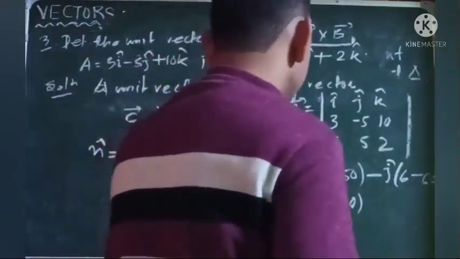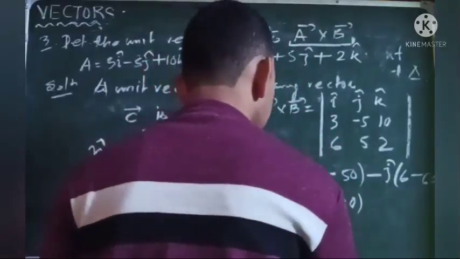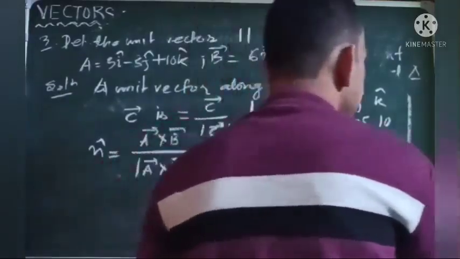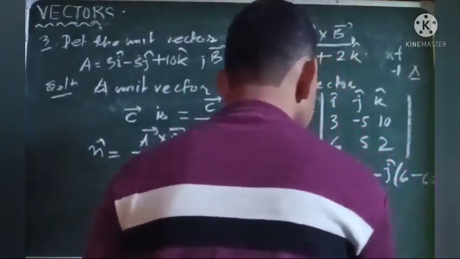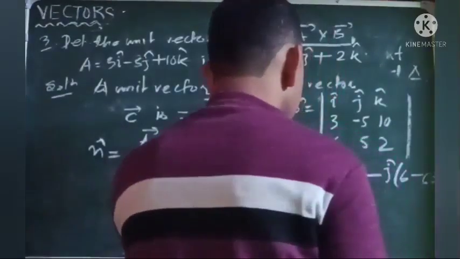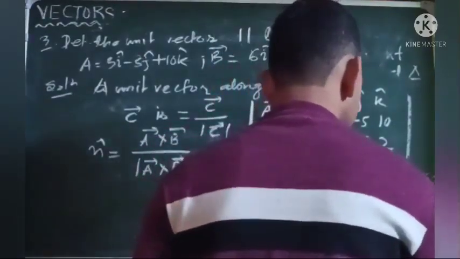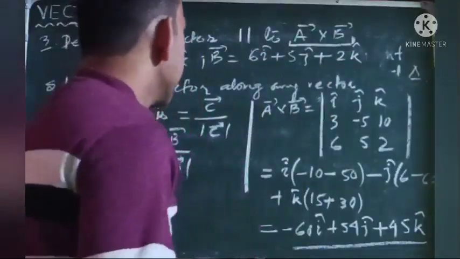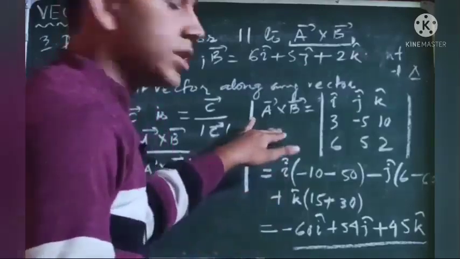So the answer is going to be minus 60 i cap. 6 minus 60 is minus 54, and with the minus sign this becomes plus 54 j cap. 30 plus 15 is 45, so plus 45 k cap. This is the required vector A cross B.